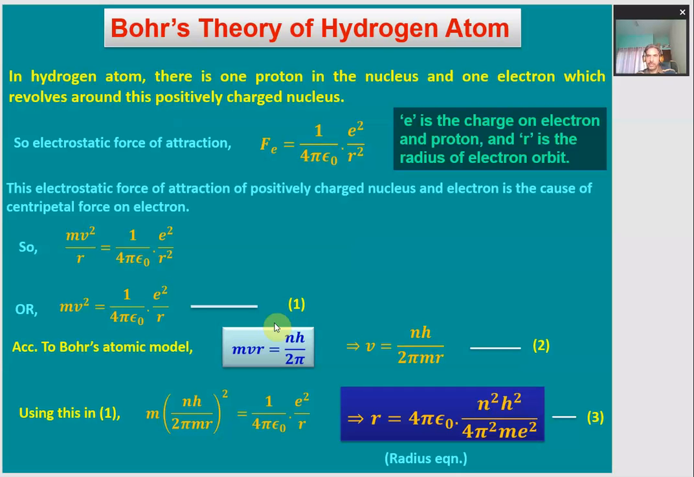Hello everyone. In this class we will talk about Bohr's explanation of spectral lines in the case of the hydrogen atom. Earlier we have discussed Bohr's theory, which was an improvement to Rutherford's atomic model. There was one point where Rutherford's atomic model was not successfully explaining why the discrete spectral lines of the hydrogen atom were existing.